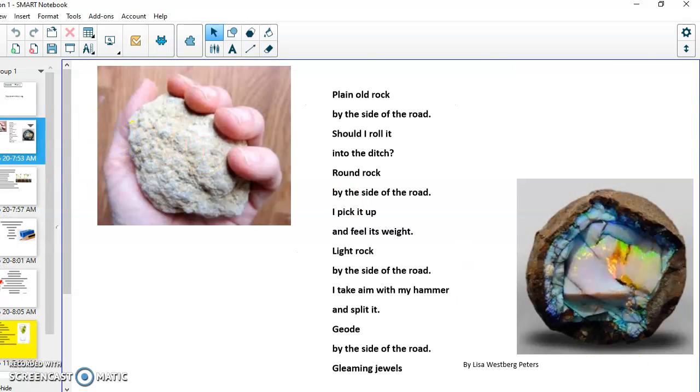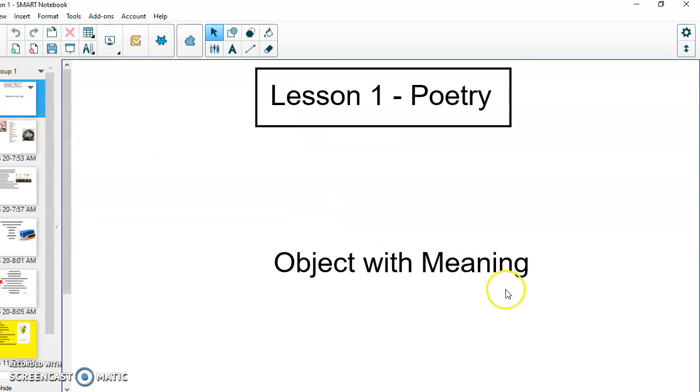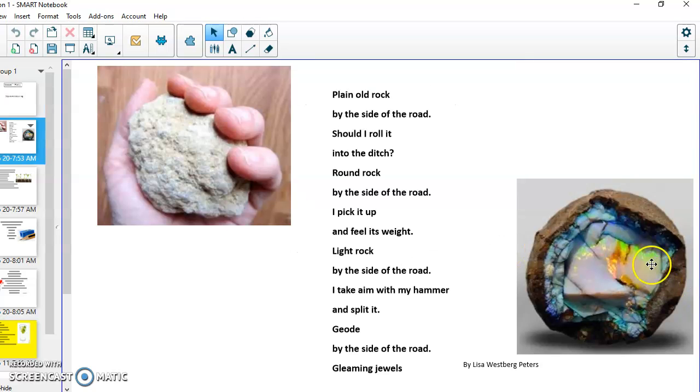Like I said, this first lesson is about an object with meaning. So I'm going to pick an object and talk about it. This first object, a rock. Plain old rock by the side of the road. Should I roll it into the ditch? Round rock by the side of the road. I pick it up and feel its weight. Light rock by the side of the road. I take aim with my hammer and split it. Geode by the side of the road.